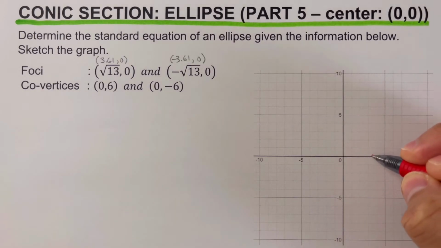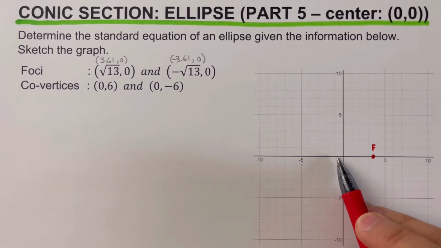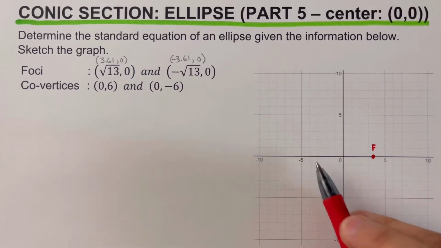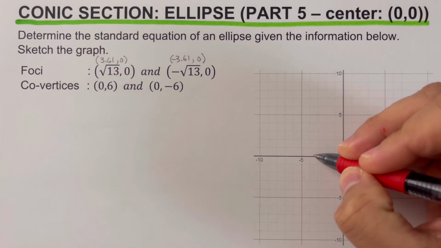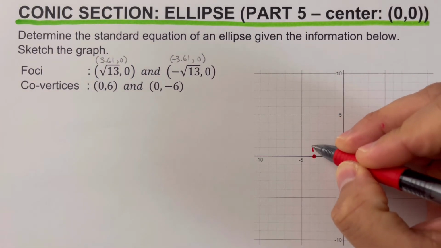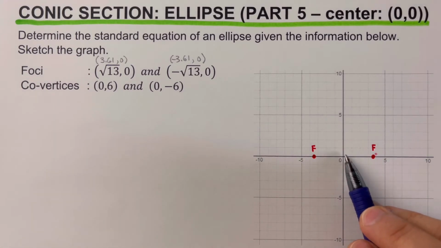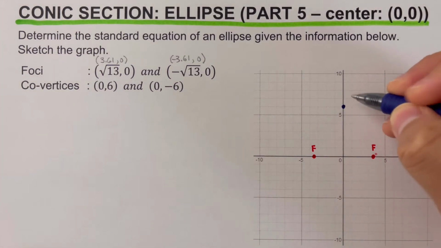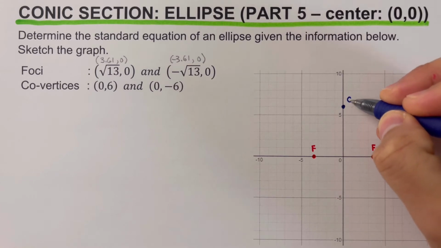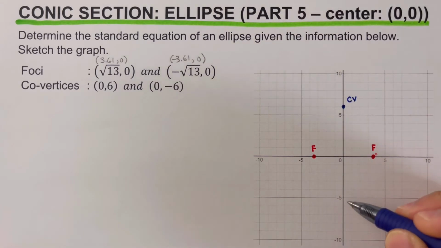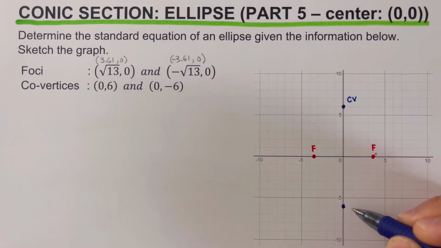So this is our first focus. And then the other focus is on the other side across. 1, 2, 3, 3.61. So it's going to sit somewhere here. So this is our other focus. Now we are also given the coordinates of the two co-vertices. So it's going to sit at 0, 6. So the y is going to go up here. So this is our first co-vertex. And then the other co-vertex is 0, negative 6. So I'm going to label this as co-vertex here.